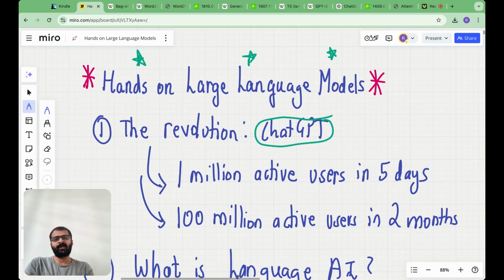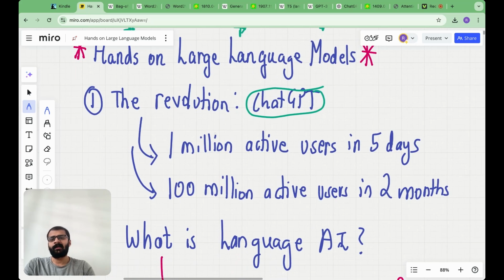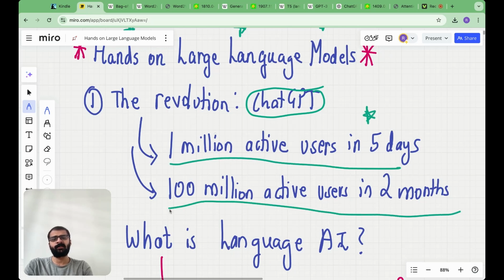Why am I calling it the ChatGPT revolution? Well, when ChatGPT was launched, it had 1 million active users in just 5 days and it had 100 million active users in 2 months. Facebook took years to reach this scale, but with ChatGPT, it just happened in a few months. 100 million active users in just 2 months.